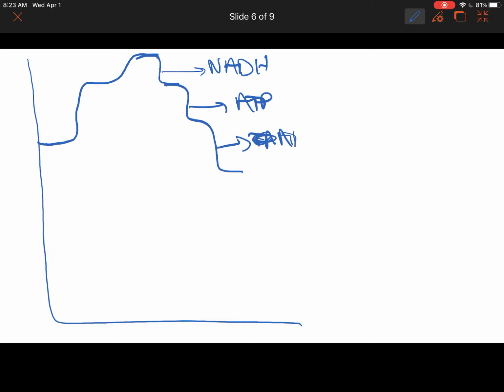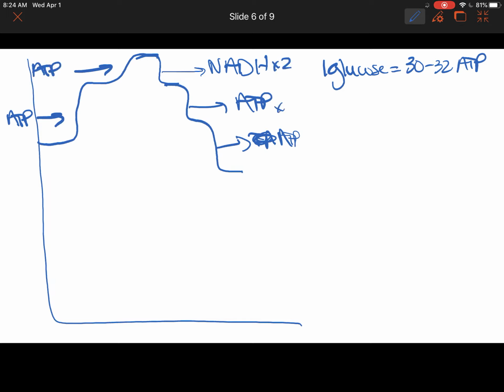But remember, per glucose molecule, there's enough energy to make between 30 and 32 ATPs. We used up 2. We made 4 ATPs, but 2 of them were just paying back our energy debt. So we only have created a net of 2 ATPs right now. Well, glucose is supposed to give us 30 to 32 ATPs.